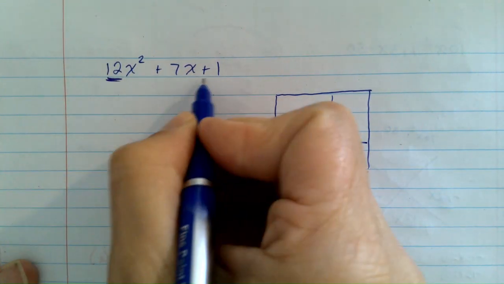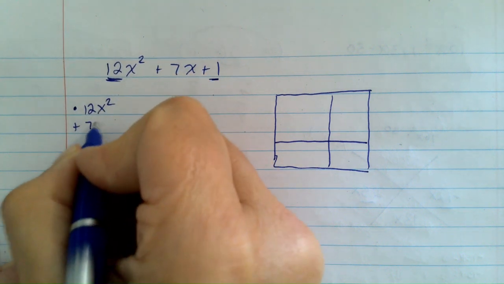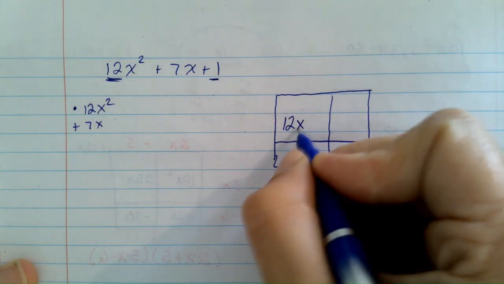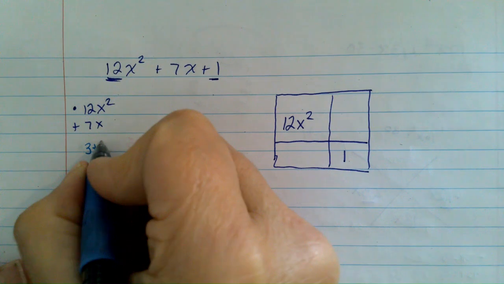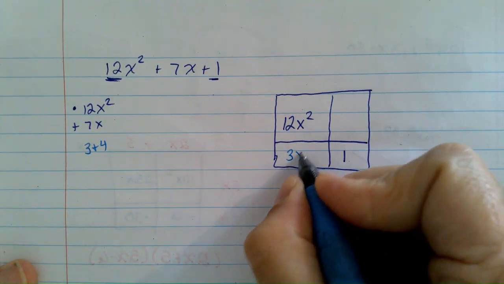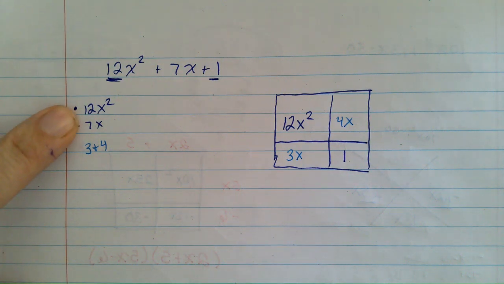But now my first and my last, we need to multiply to 12x squared. We need to add to 7x. Okay, what multiplies to 12 and adds to 7? 3 and 4. Good. So 3x, 4x. So instead of drawing the whole big grid and saying multiply up, add down, I just wrote down what we needed to multiply to and what we needed to add to.